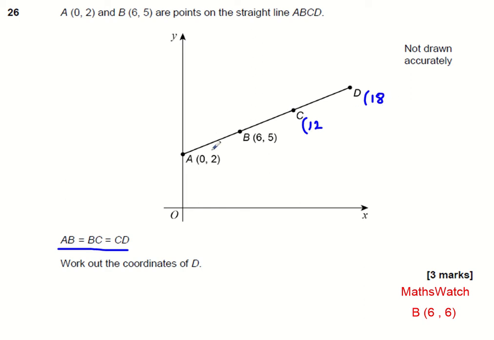Same thing for the y. To get from 2 to 5 has gone up by 3. So if I go up another 3, we'll get to 8. And if I go up another 3, we will get to 11. So the coordinates of D is 18, 11.